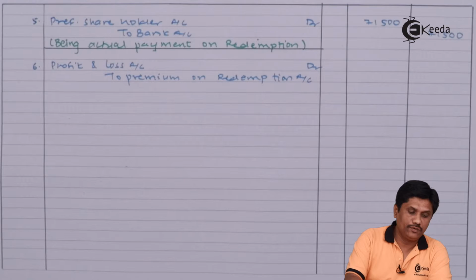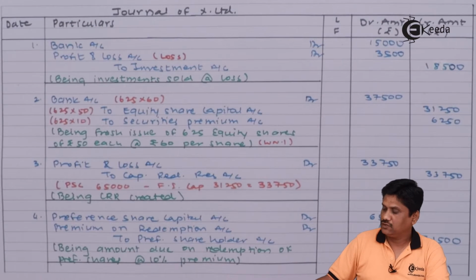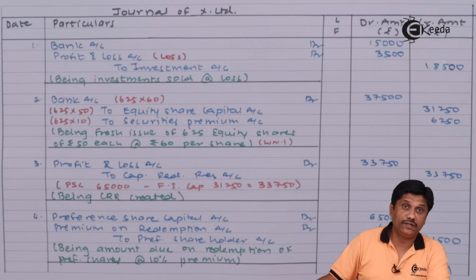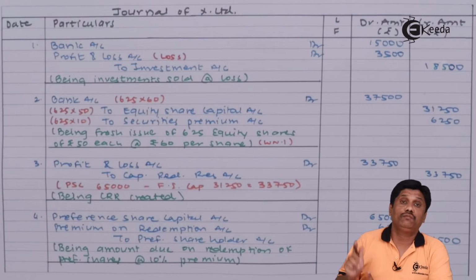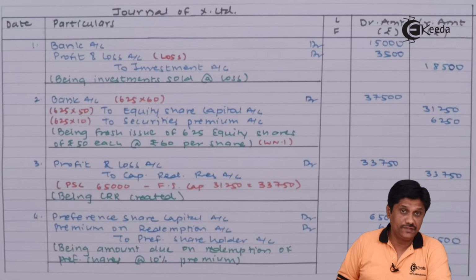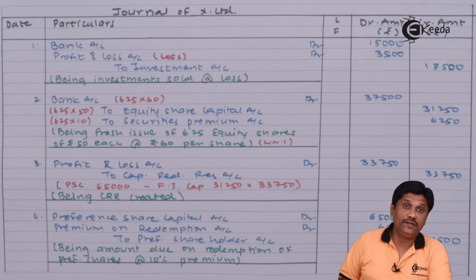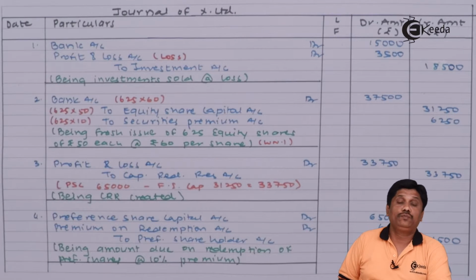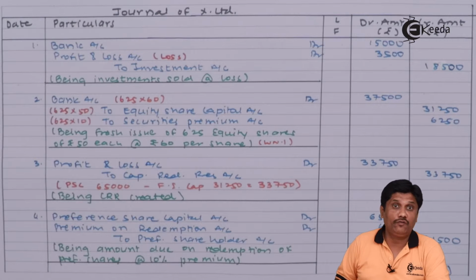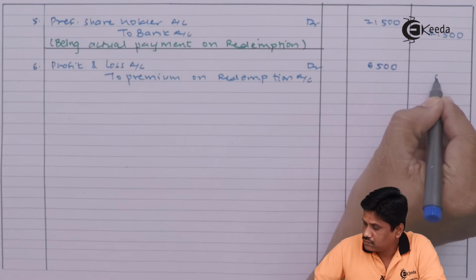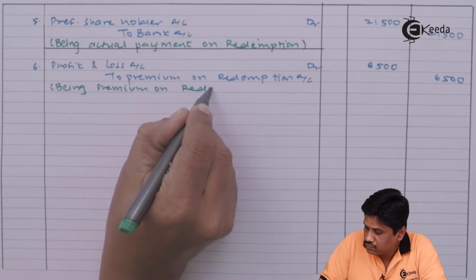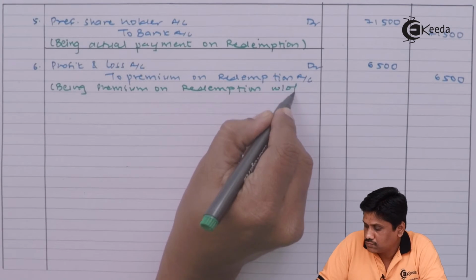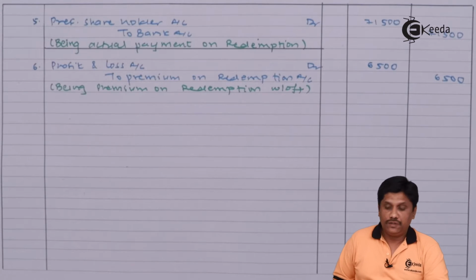How much premium are we supposed to pay? We paid 6,500, so 6,500 will be written off from your profit and loss account. It will not be written off from securities premium, because the company is subject to accounting standards, and based on that I will debit it to the P&L account. Does Section 52 allow me that? It is not debited to securities premium, it will be debited to profit and loss. Being premium on redemption written off.